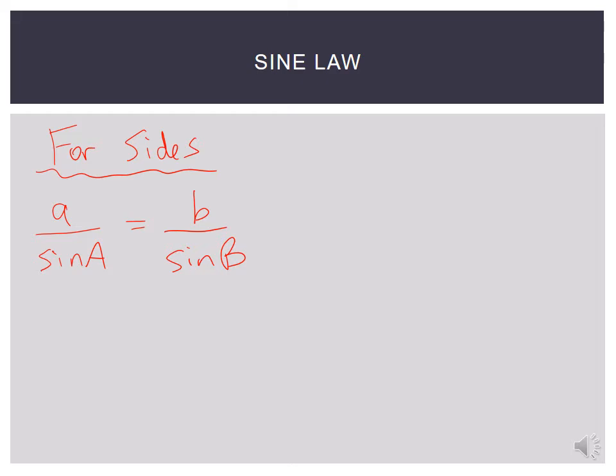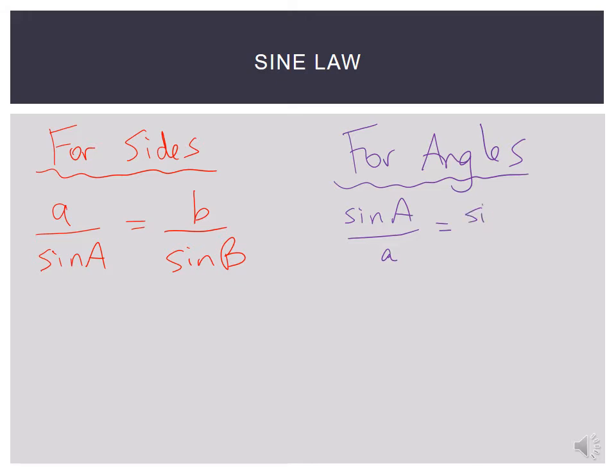And then for angles, it's very similar, just flipped. So sine A over a equals sine B over b. Now I'm using A's and B's, they're just placeholders. So you might have to use C's, or if the triangle was like a DEF triangle or XYZ, you would use those letters.